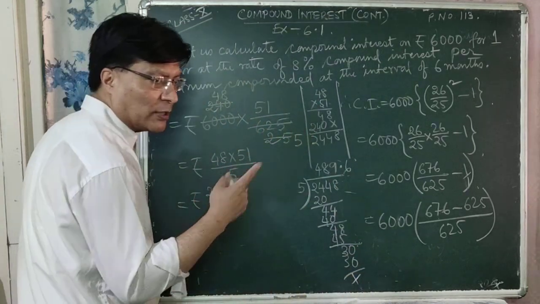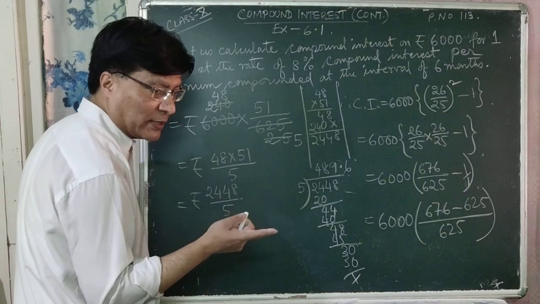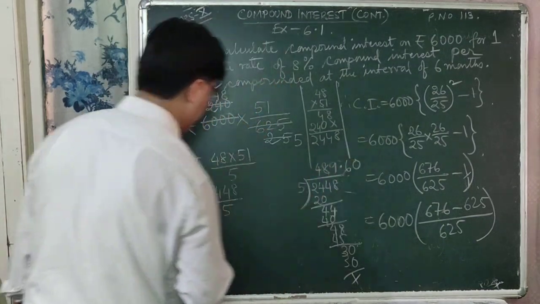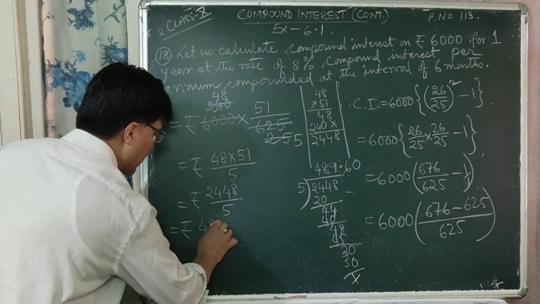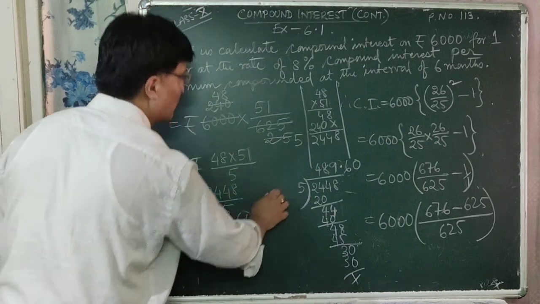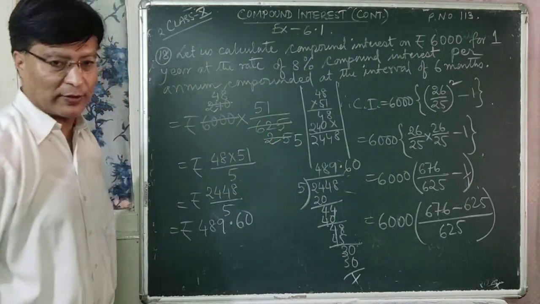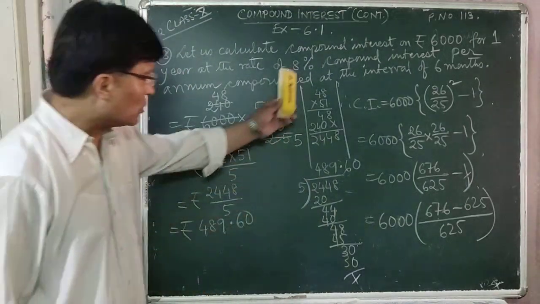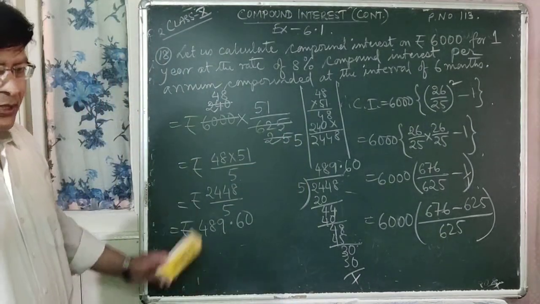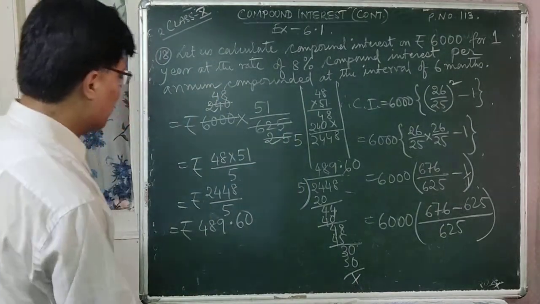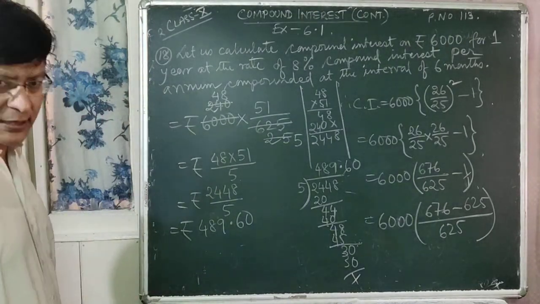So after decimal point, there should be two figures for rupees and paise, isn't it? 0.60. So which is equal to rupees? How much is that? 489.60. Right? You have to show the rough work also, like this. So this is the answer. Which is the required compound interest? It is rupees 489 and 60 paise.